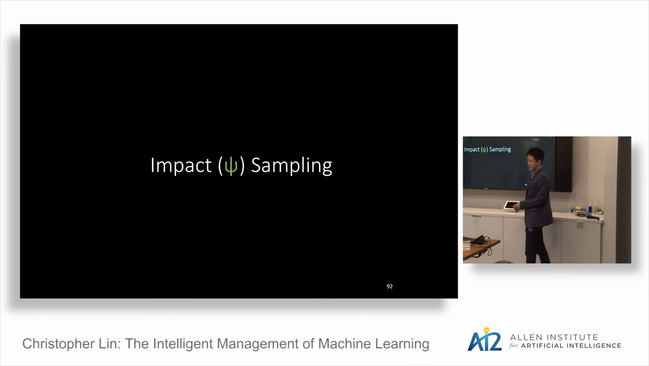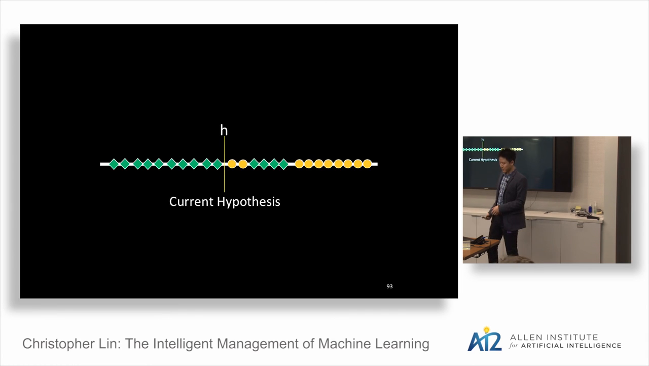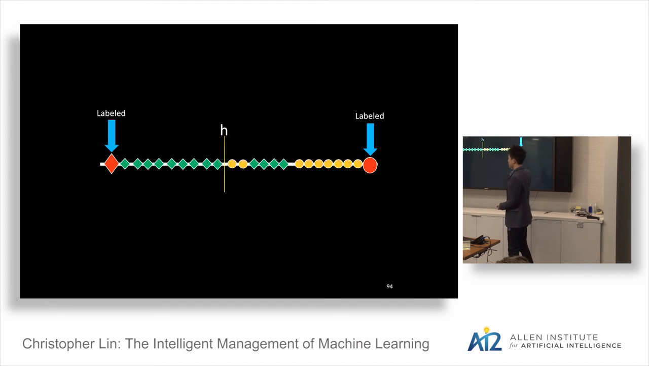So how does impact sampling work? Impact sampling says, we're going to pick the example that, if labeled, will impact the classifier the most. So a point that's labeled many, many times will be unlikely to change the classifier, so we'll be unlikely to pick that example. And we're going to use psi to denote impact. So here's some intuition about impact sampling. Suppose, again, that we're trying to learn a 1D threshold. And H is your current hypothesis, and you currently have the endpoints labeled.